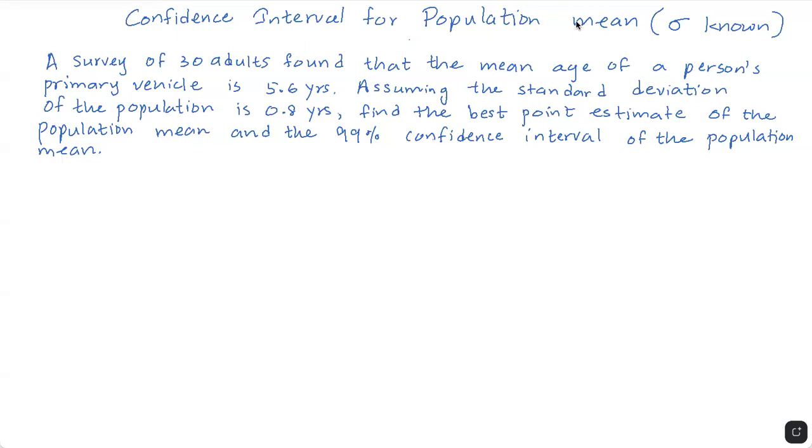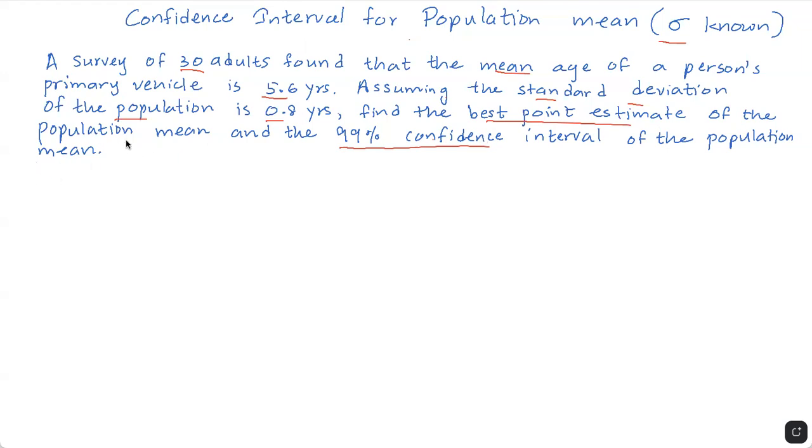So today I am going to discuss confidence interval for population mean when the standard deviation of the population is known. So let's look at this example. A survey of 30 adults found that the mean age of a person's primary vehicle is 5.6. Assuming the standard deviation of the population is 0.8 years, find the best point estimate of the population mean and the 99% confidence interval of the population mean.